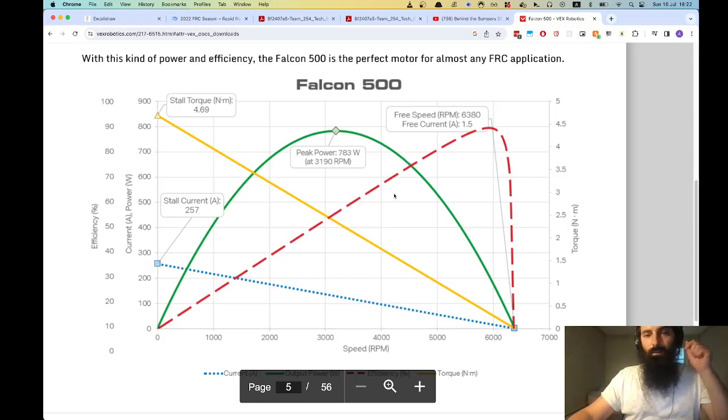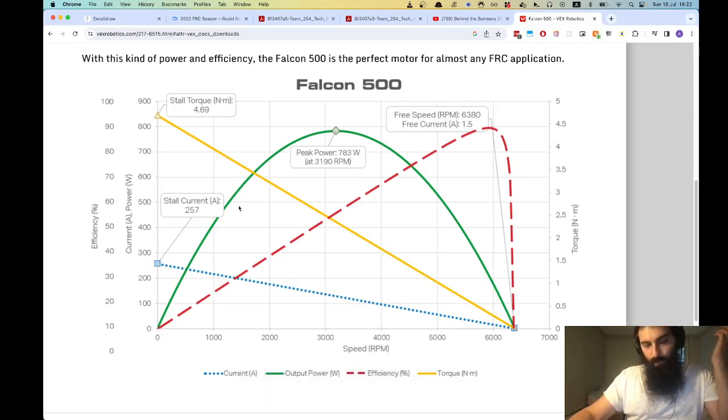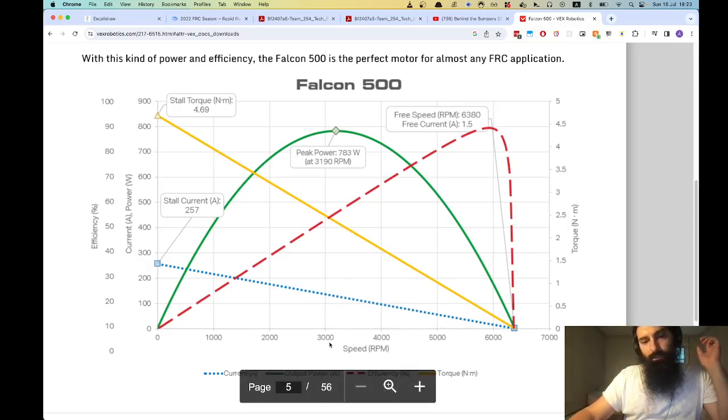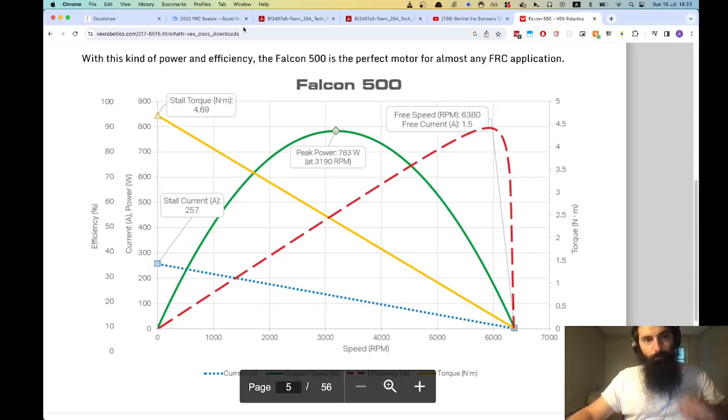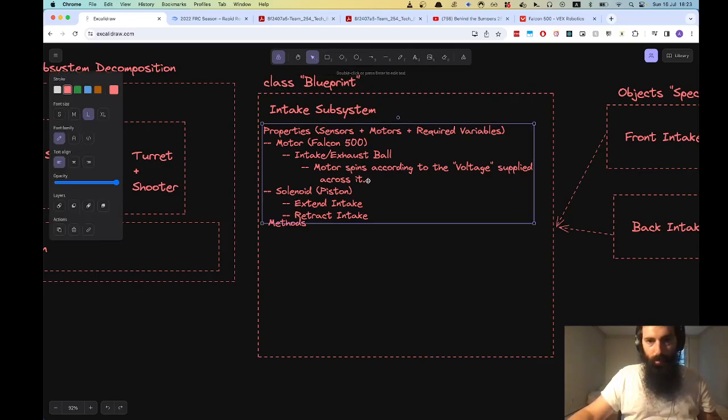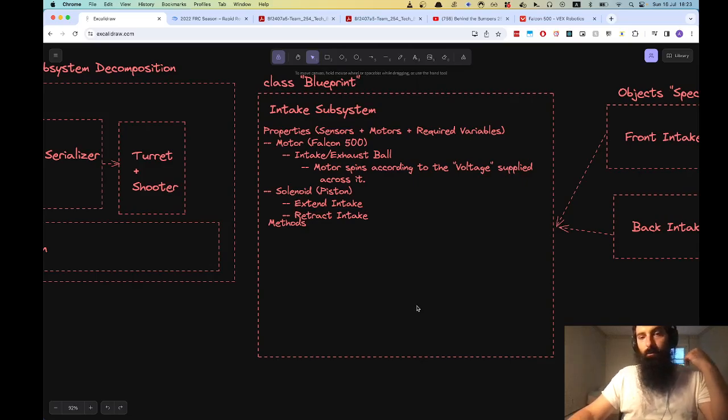So from a programming point of view, you can push a certain amount of voltage through the motor, and it'll spin at different speeds. By telling it what voltage you want to put across the motor, you'll get different speeds here. So that's the important part. So here you see intake or exhausting a ball, the motor will spin according to the voltage supplied across it. If you put a positive voltage across it, it'll spin, let's say, clockwise. And if you put a negative one across it, it flips the direction and it'll spin the other way. And so that's exactly how it works.